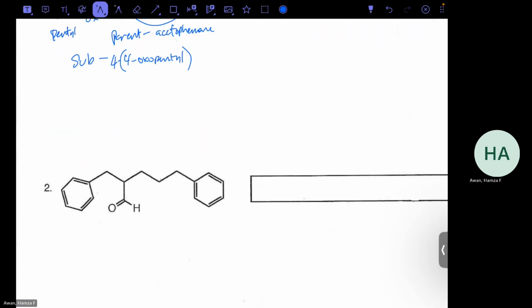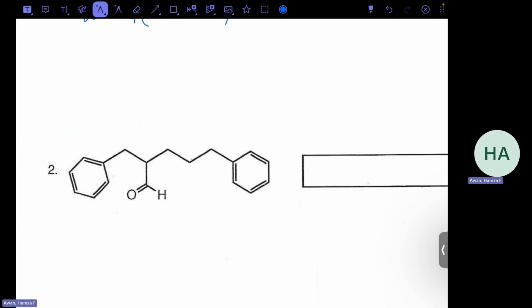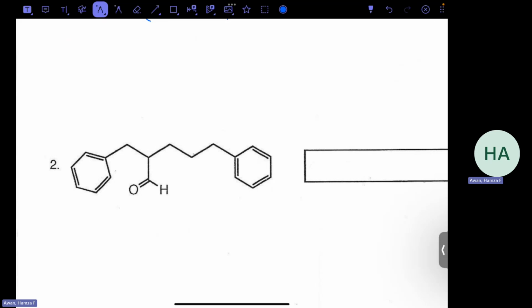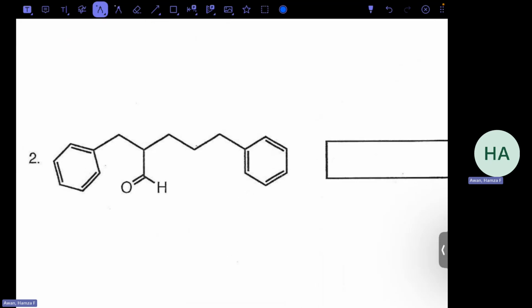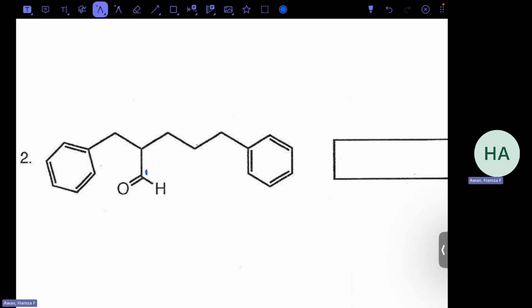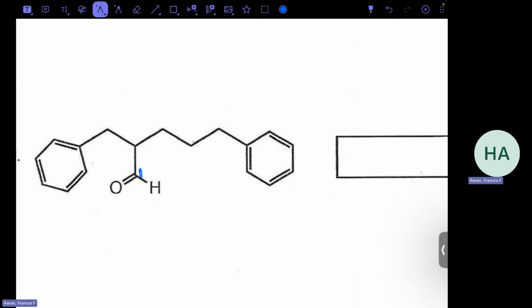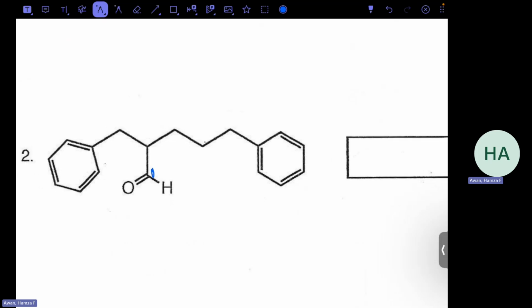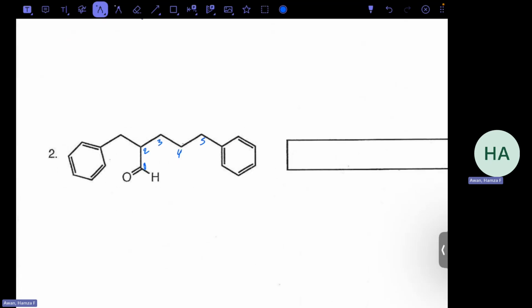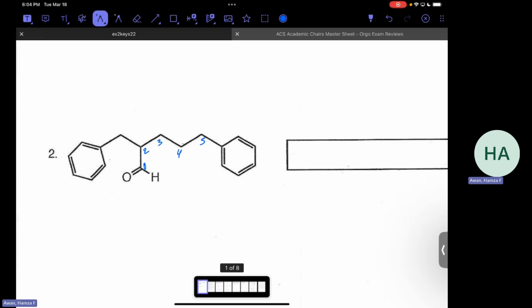Next one. This time, we have two benzene groups, and then we have an aldehyde group, right? In this one, our aldehyde group is going to be part of our parent chain. It's going to be the highest priority group there. So we'll start counting at the aldehyde, and then we'll get the longest chain that we can from this aldehyde. If we count this carbon with the oxygen as number 1, we can continue with the longest chain: 2, 3, 4, 5. So it's a 5-carbon chain, so it'd be a pentane, right?